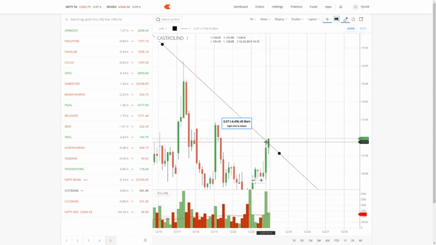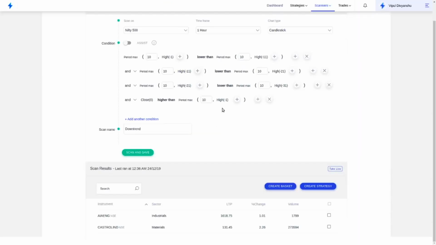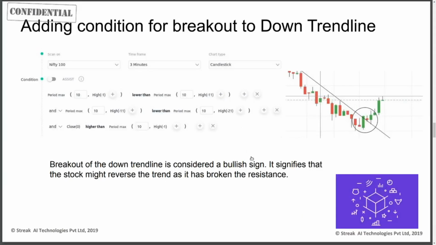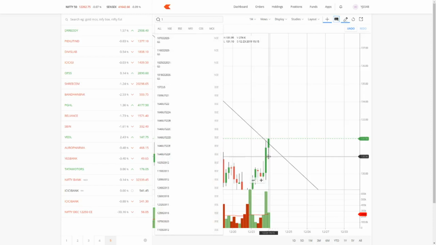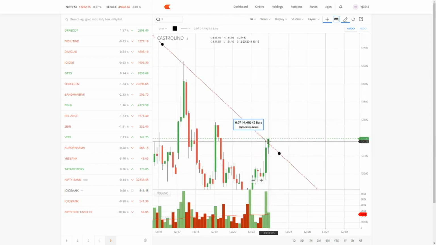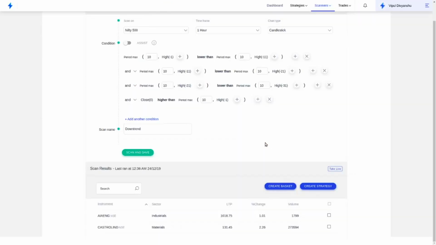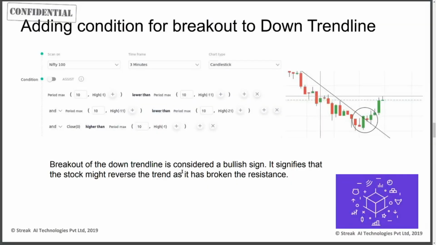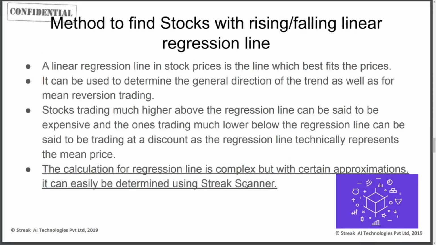Because I used high of -1 here, it lets me identify the highest high established in the last 10 candles, which in this case is this level of 131.83, and the close has crossed higher than that. That's why this stock has been identified. This way you can easily identify breakouts on a downtrend line, which indicate a bullish sign as a resistance has been broken. Okay, let's move on.